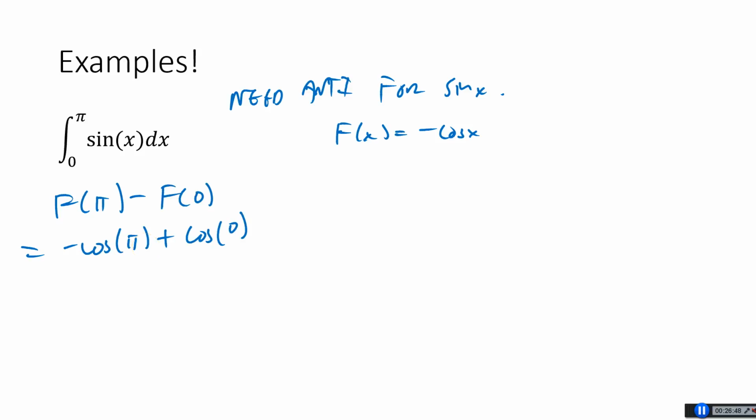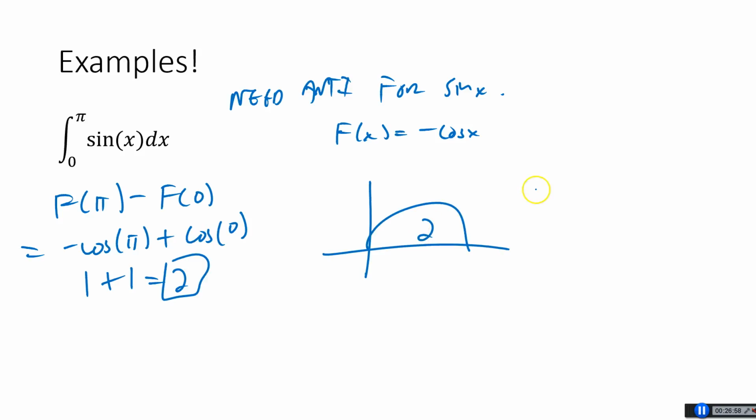Cosine of pi is negative 1, so we have a positive 1, plus cosine of 0, which is 1, equals 2. We've seen this a few times. 0 to pi of sine, area of 2 underneath there. Once again, the trig functions and how they relate to each other is pretty cool.